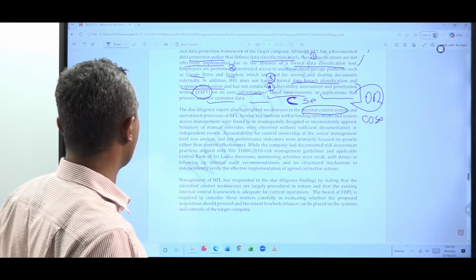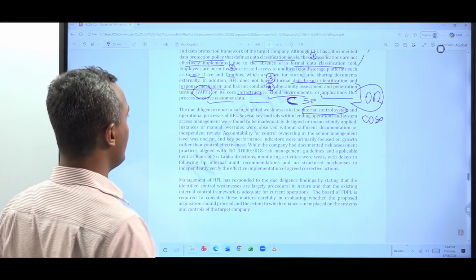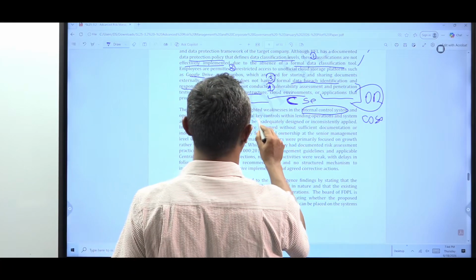Internal control system and operational process. The company has several key controls, right?